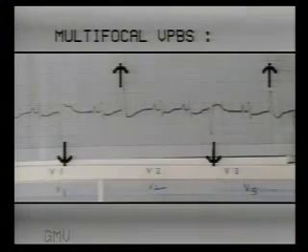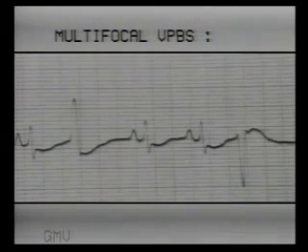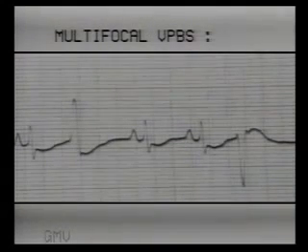This ECG shows multiple ventricular premature beats, but some are positive and some are negative. That is, they are arising from different foci in the ventricles. They are called multifocal ventricular premature beats. Each ventricular premature beat has a different structure. Some are positive and some are negative.